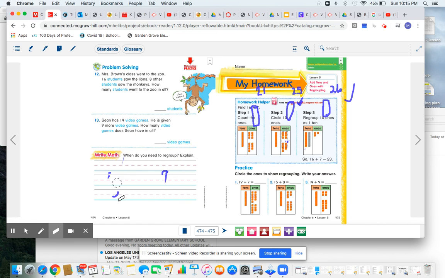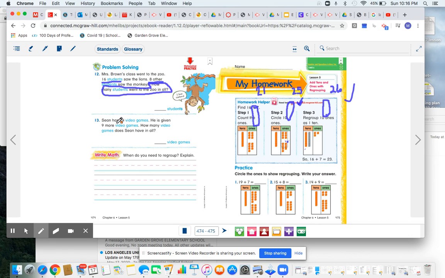Mr. Brown's class went to the zoo. 16 students saw the lions and 8 other students saw the monkeys. How many students went to the zoo in all? So I'm going to highlight the important information. 16 students saw the lions, and 8 other students saw the monkeys. My question is, how many students went to the zoo in all? So you're going to have to add that to find your answer.